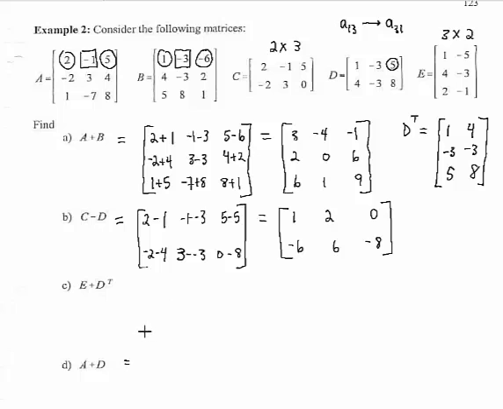And now, let's see, we have A, which is a 3 by 3, plus D, which is a 2 by 3. Okay, this does not exist. You cannot add these two. They're different dimensions.